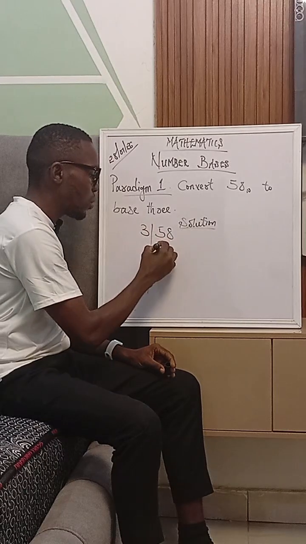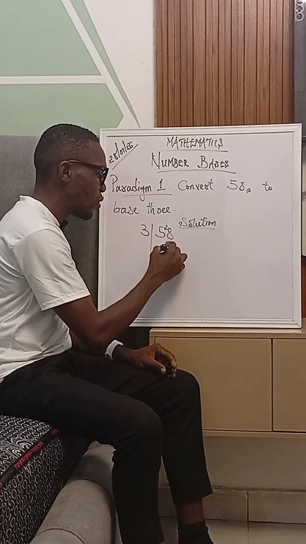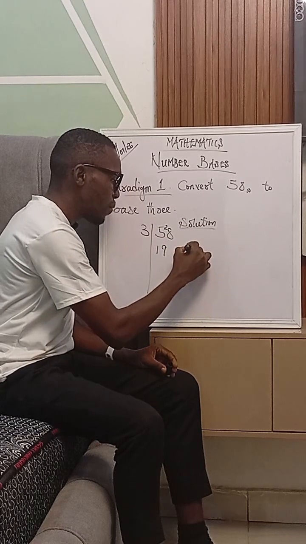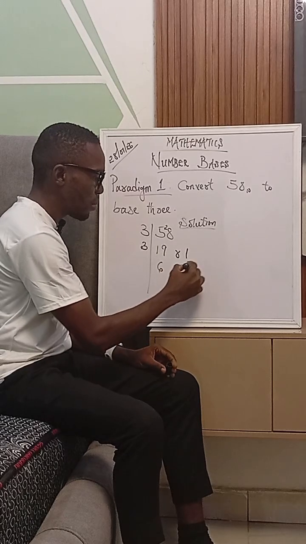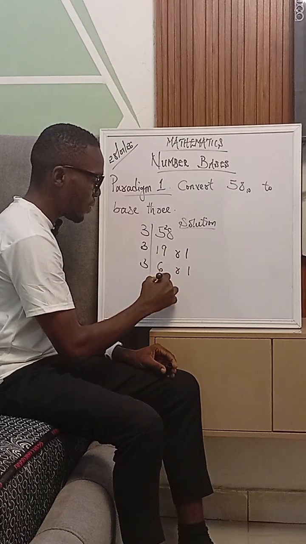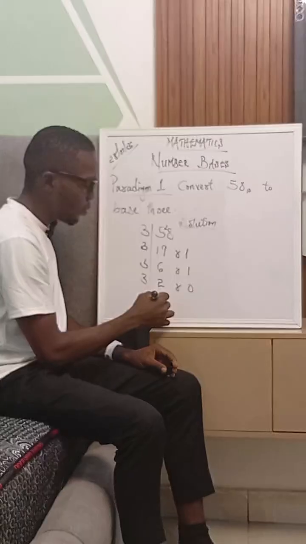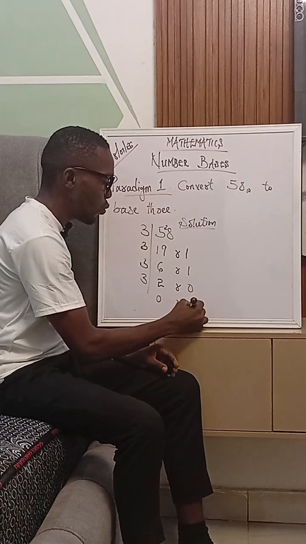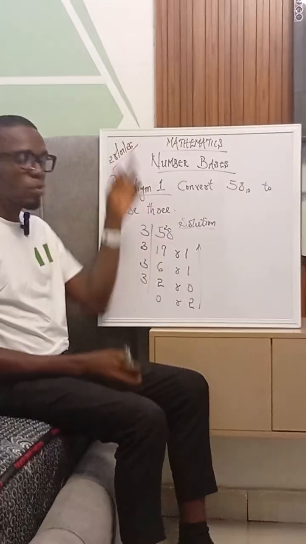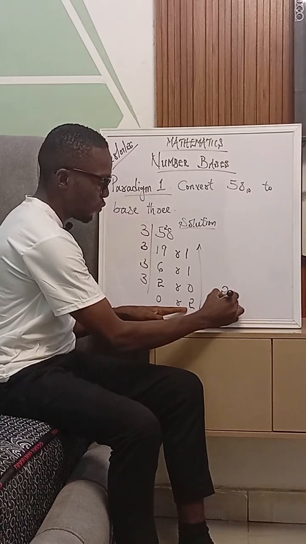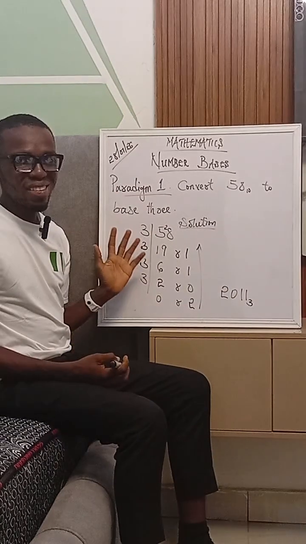3 into 5, that will give us 1, remainder 2, making it 28. Now 3 into 28, we have 9, remainder 1. Now 3 goes into 19, that will be 6, remainder 1. 3 goes into 6, that will be 2, remainder 0. 3 into 2, 3 cannot go into 2, so that will be 0, remainder 2. When we take this up, note the arrow starts from the very last digit to the first one. So you have 2, 0, 1, 1, base 3. And that's the answer to this.